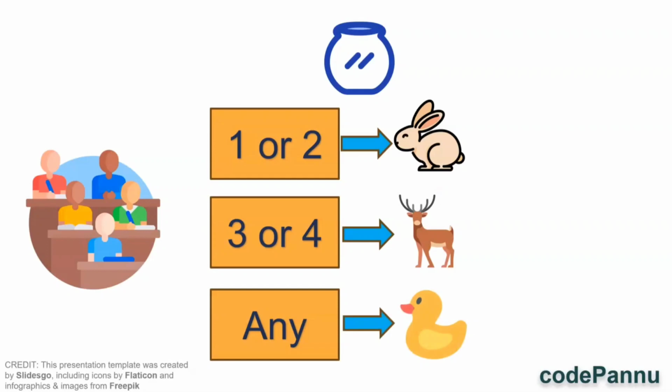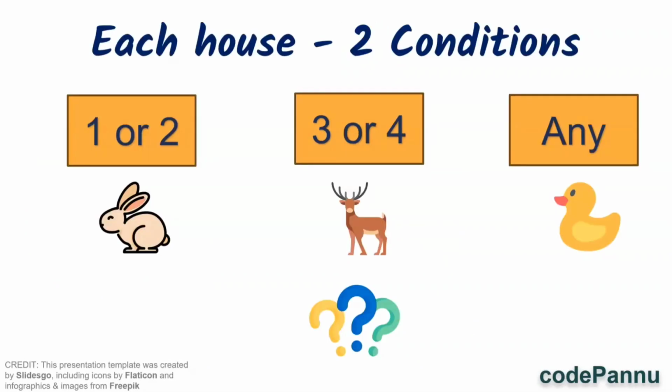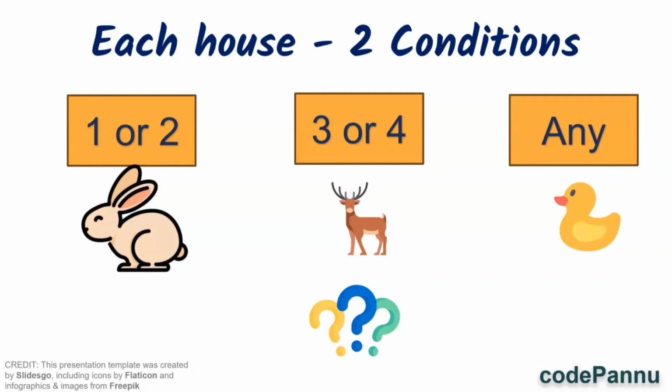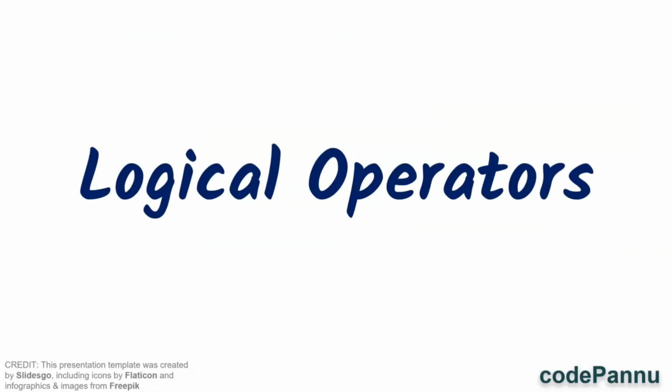If you see, for each house, we have 2 conditions. For rabbit house, it is number 1 or 2. For deer house, it is number 3 or 4. So, for the same house, we have 2 conditions. So, can we combine it? Yes, we can use logical operators.